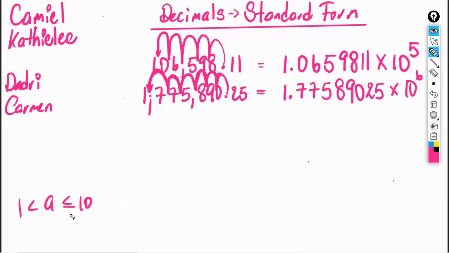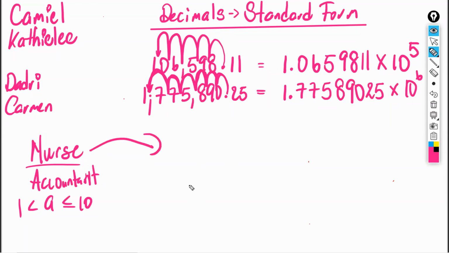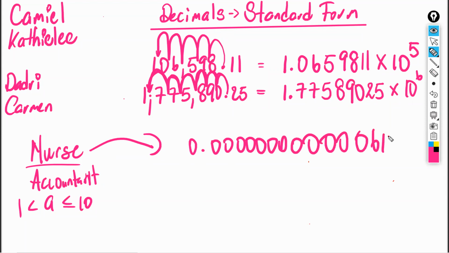So guys, maybe people here want to become a nurse. Maybe you want to become an accountant, for example. These are some professions. If you're a nurse, it would be good to know this, because there are some dosages that are very, very small that you have to give patients. Let me give you an example. Suppose the dosage you need to give the patient is 0.000000000006178.